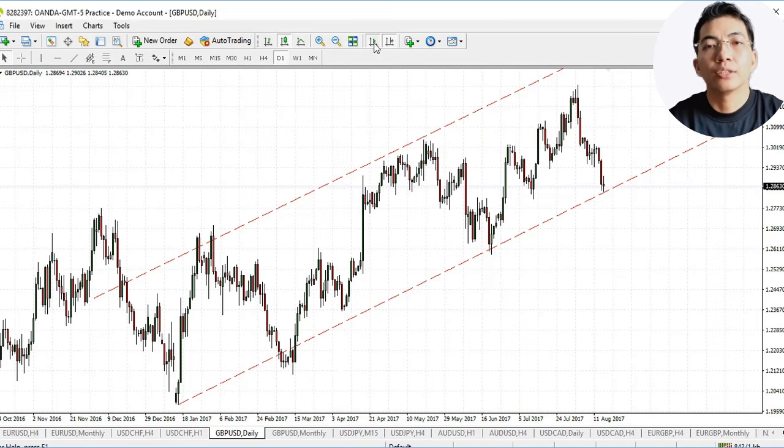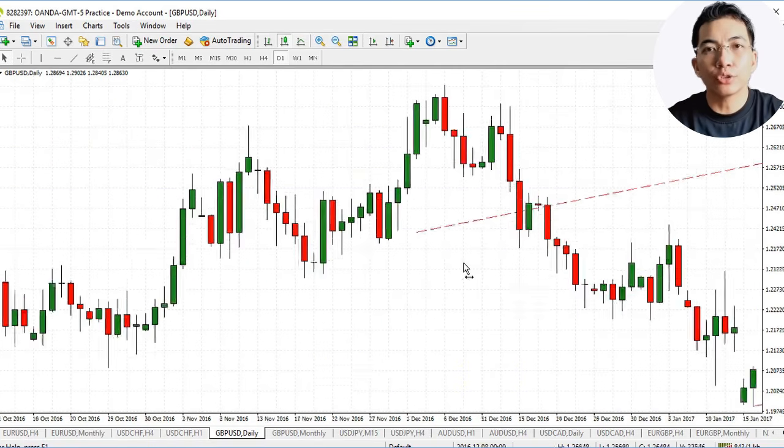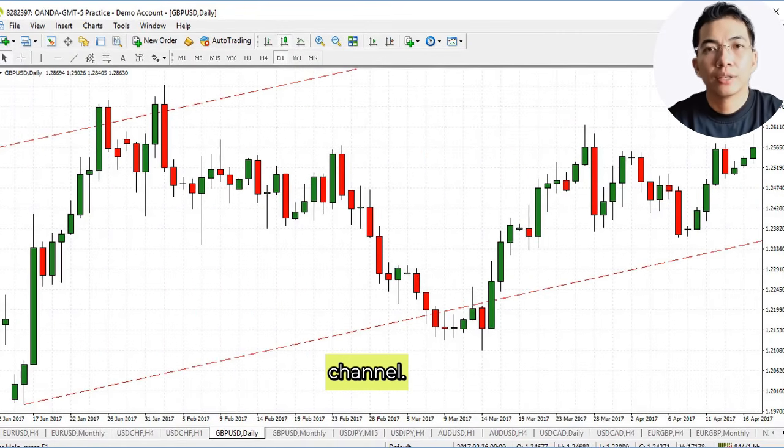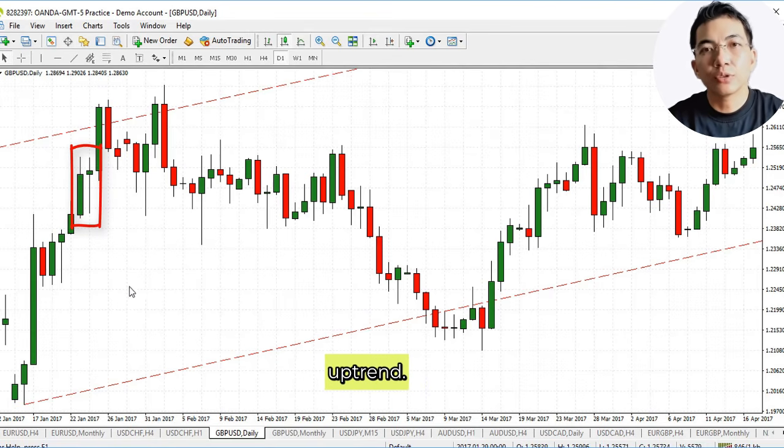We can zoom in to have a better view of the candlesticks, and we can start to analyze the currency pair from the very beginning of the up channel. So in the first phase, the price is going up. It is quite obvious because we have many long green candles on the market. There's a tweezer top here, but in any case I'm not going to open any short position with the pair that is in an uptrend.